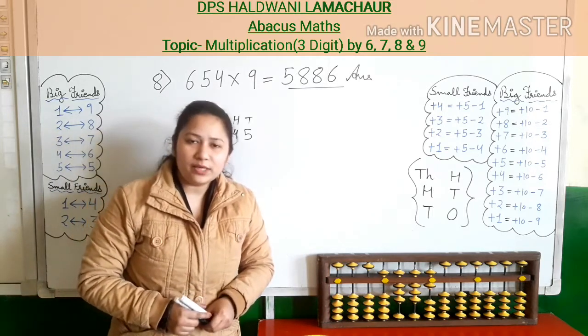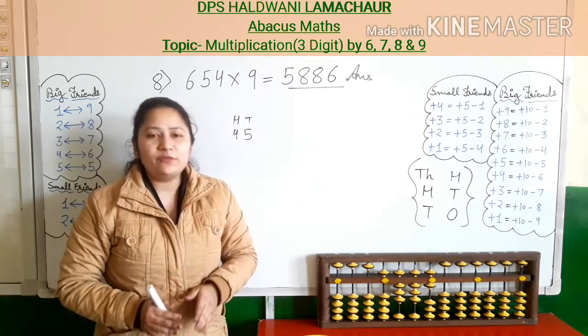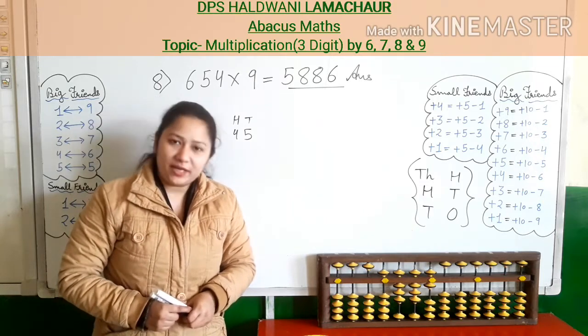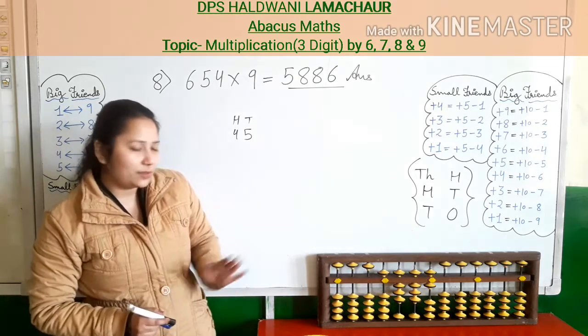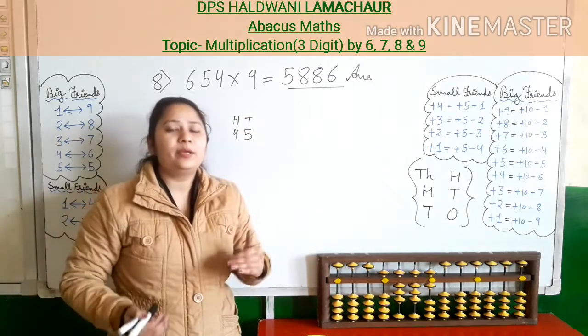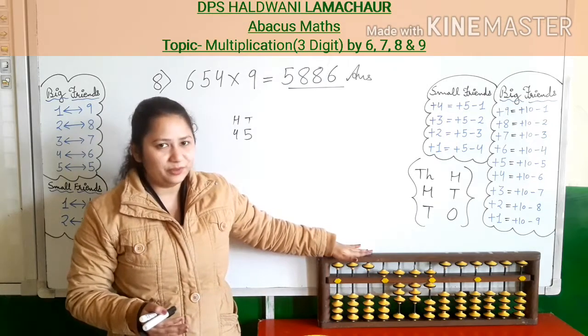I hope, kids, that you got today's topic, multiplication of a 3-digit number by 6, 7, 8 and 9. With this video, kids, I have given you a practice PDF. Do that practice PDF in your abacus notebook and complete all your pending work, kids. Try to do the sums orally in this tool. Practice the sums slowly. You can add or multiply the sums directly in the tool.